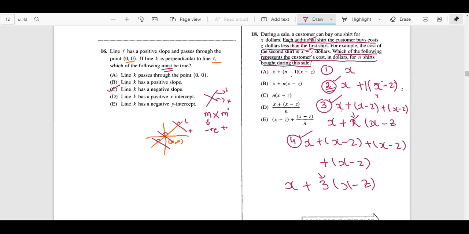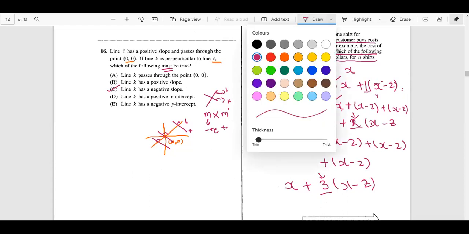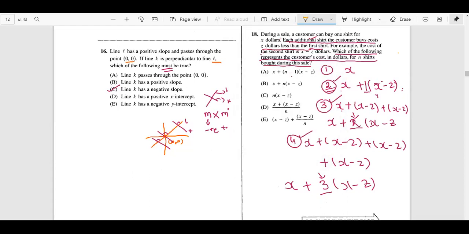This means that X is the same, we have X everywhere, but this number is changing, right? For this number, we are having N minus 1. If the number of shirts is 3, we have 2 here. If the number of shirts is 4, we have 3 here. So this implies that A is the answer, because here we have N minus 1 and X minus Z, right? X is the same, X minus Z is the same.